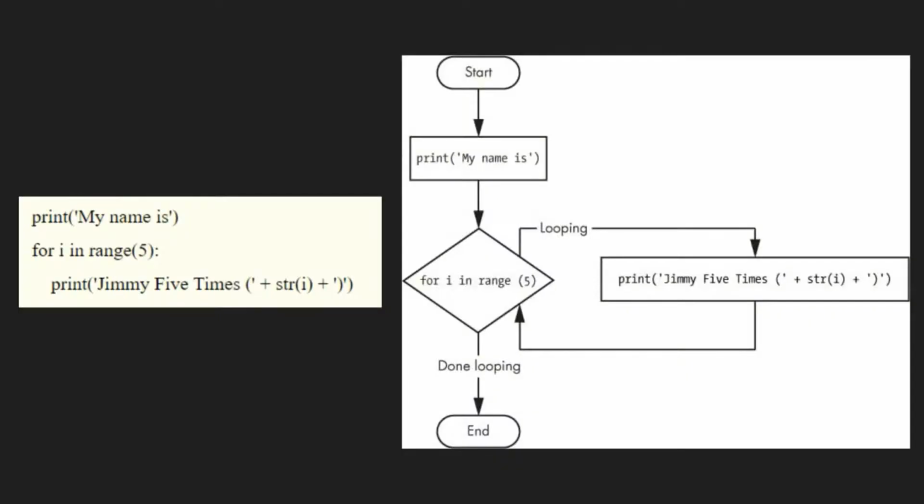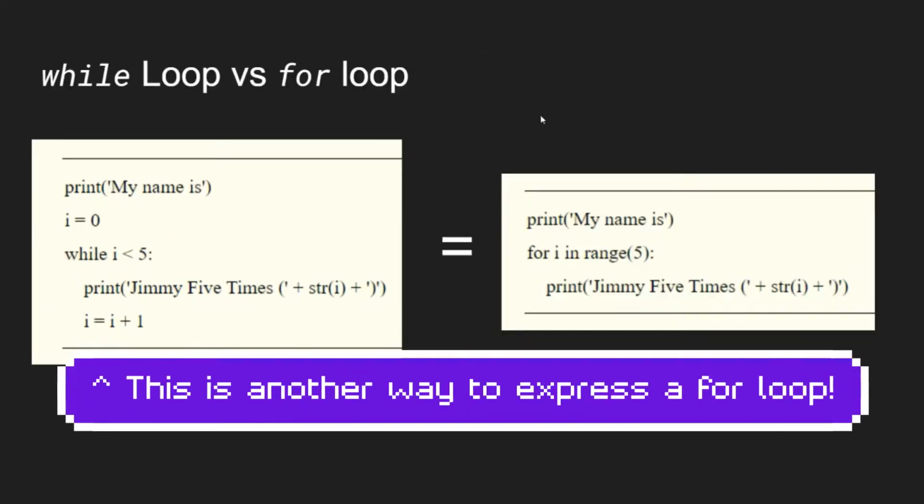Here's the flowchart for the program we were just talking about. First it prints, and then for I in range 5, it loops this 5 times, incrementing I by 1 each time. Notice that this isn't really a condition. It's more like it loops 5 times and then it's done looping. You can actually do the same with a while loop. Here's the while loop version of our code, but as you can see, the for loop is a lot more concise.